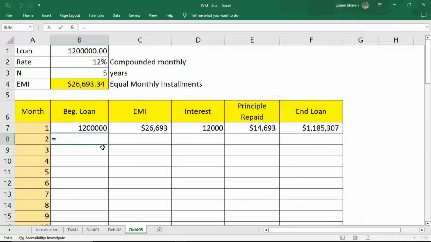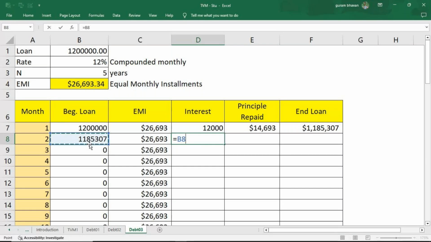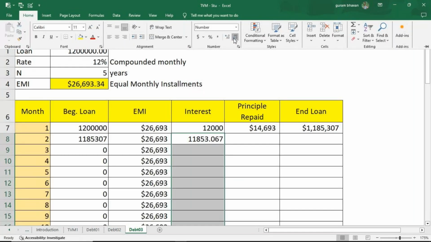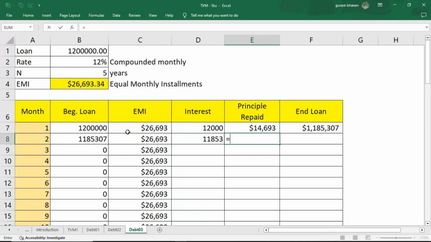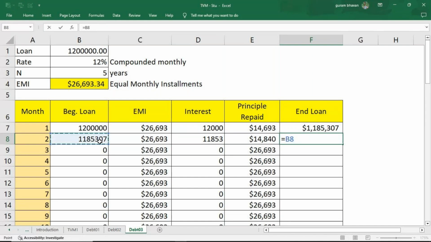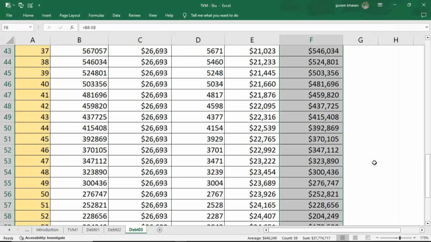Okay, so beginning loan equals, this value will be my beginning loan. I'll come here, double click. EMI, whatever the EMI is, it's going to remain the same. So equals previous EMI, I'll take it, double click. Interest equals beginning loan into 12% divided by 12. I'll round off the value. So equals EMI minus interest. So interest, double click here. Now here equals beginning loan minus principal repaid. I'll come here, double click. I come to the last, so it is 0.